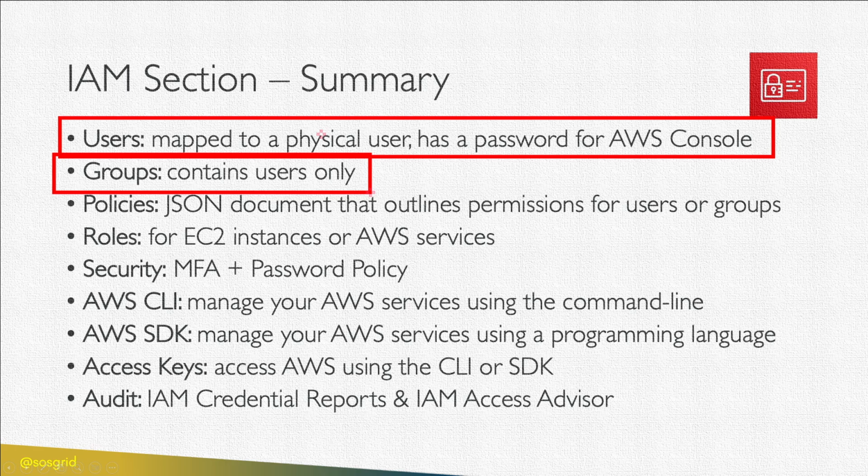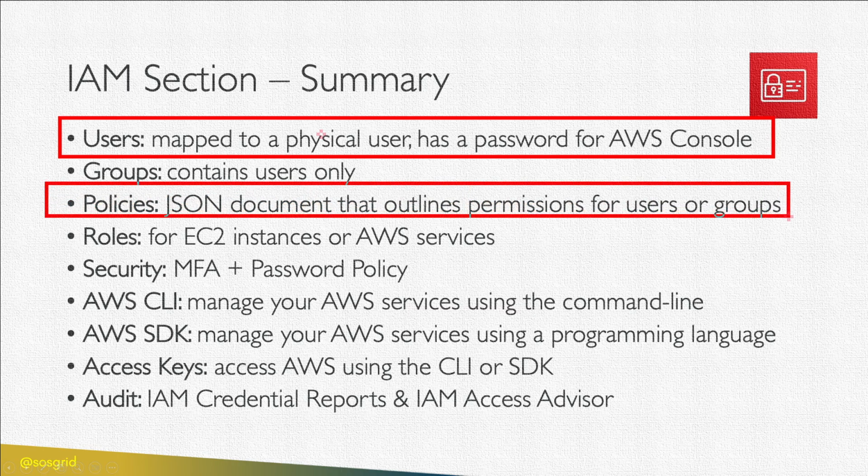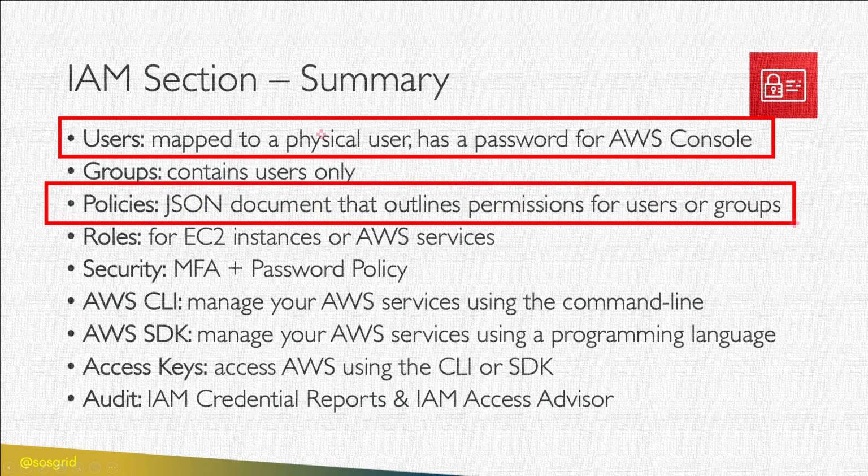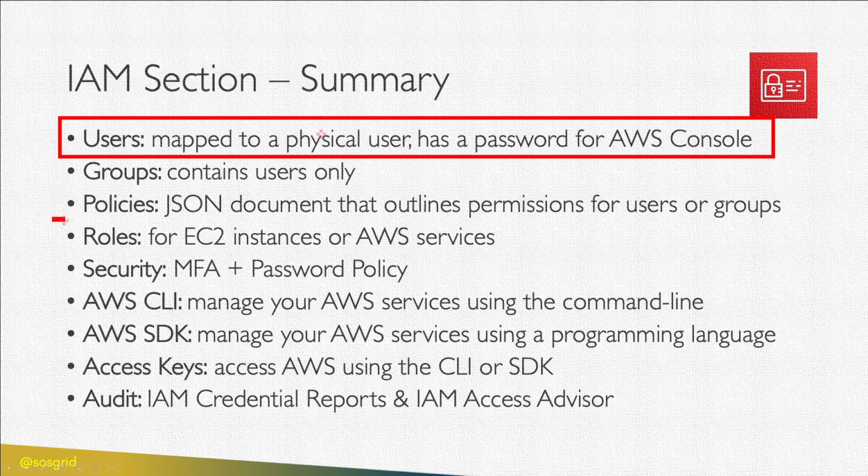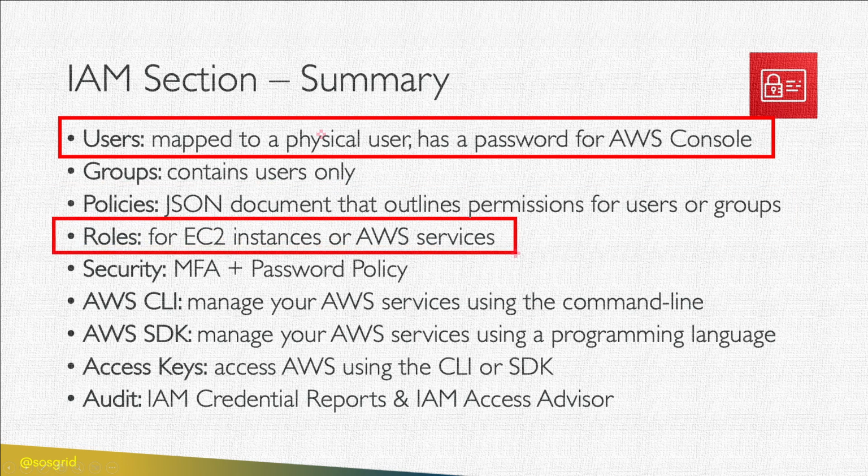Okay, and a group can contain users only, and then for this user or this group you need to assign a policy, which is usually a JSON document that outlines permissions for users or groups. And then we also have the role, which we also learned how to create. Roles are usually for when you need to give permission to an AWS service.